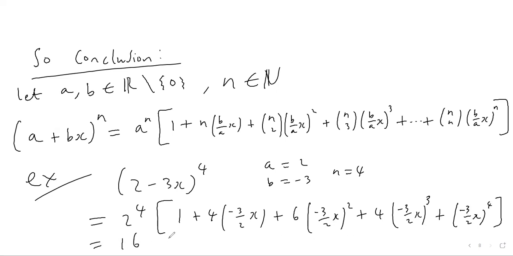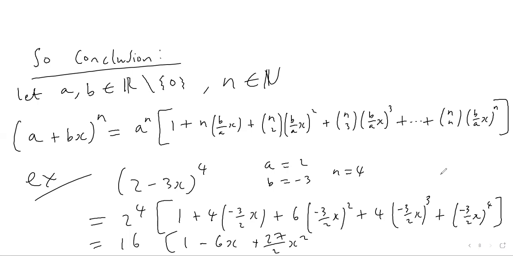So we would get 16 times 1, and then minus 1.5 times 4, that's going to be minus 6x. Then minus 3 over 2 all squared, well, minus 1.5 squared, that's going to give us 2.25, then times that by 6, we're going to get positive 13.5, so positive 27 over 2, positive 13.5 x squared.